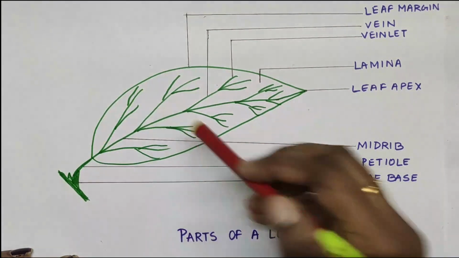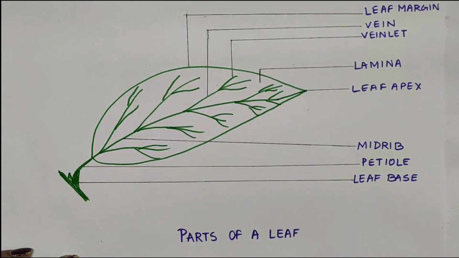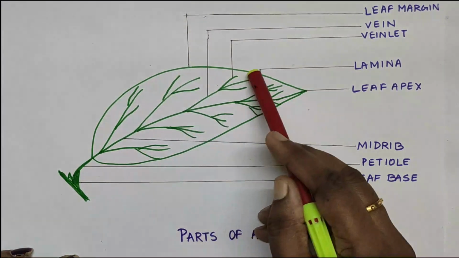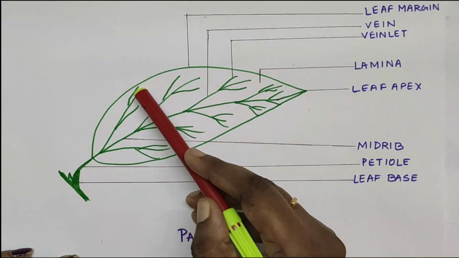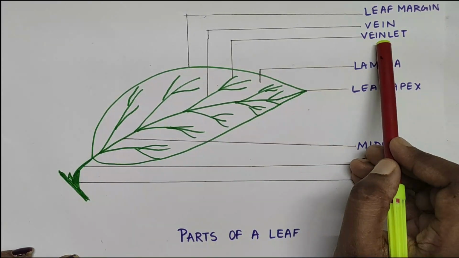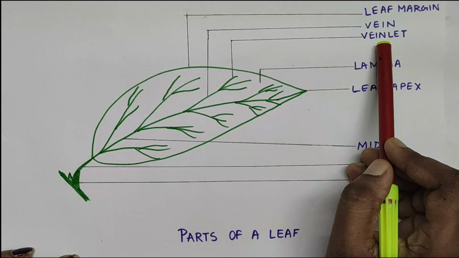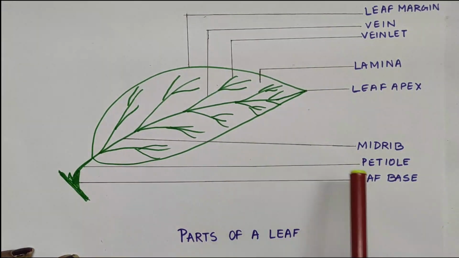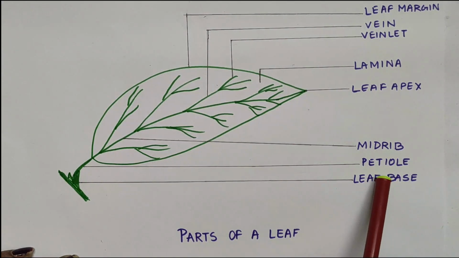You can see that the midrib is divided into multiple branches. These are the veins, and the divisions of the veins are the veinlets. The leaf base is a small, slightly swollen part at the end of the petiole.